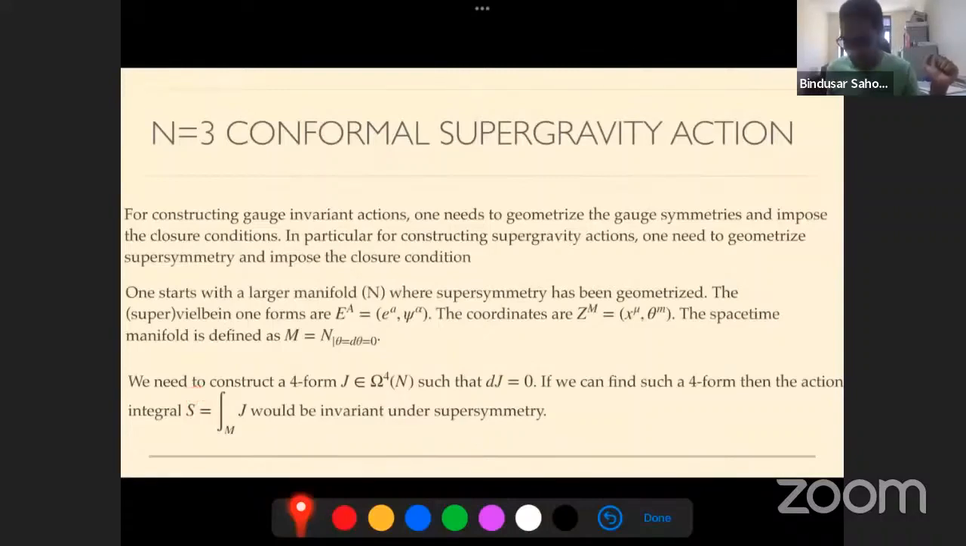So this is our action. We are integrating this fourth form J on the space-time manifold. Okay, and our space-time manifold is basically defined as a larger manifold with this truncation, theta equal to d theta equal to 0.